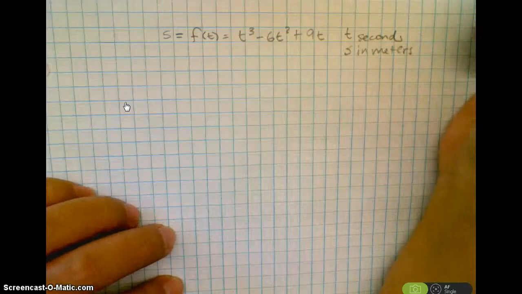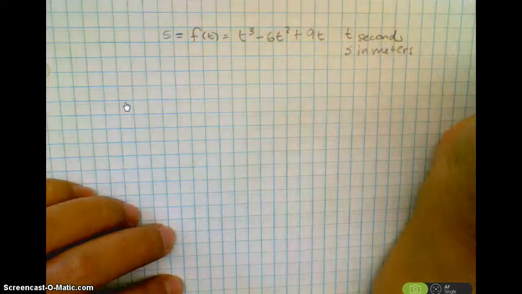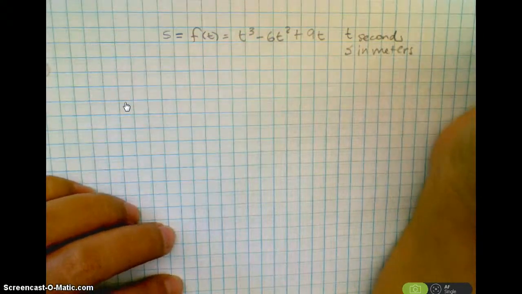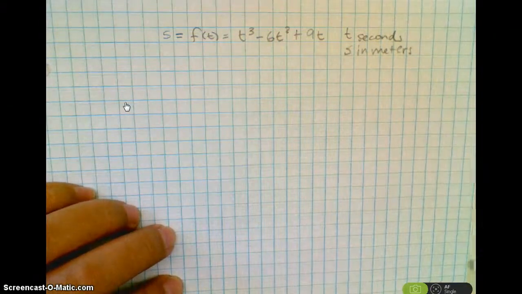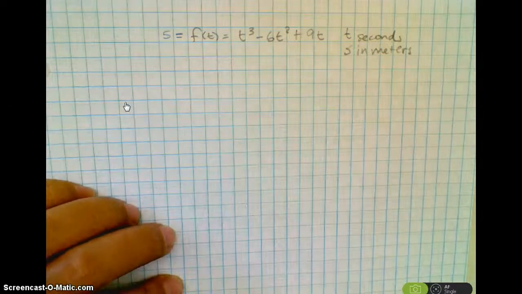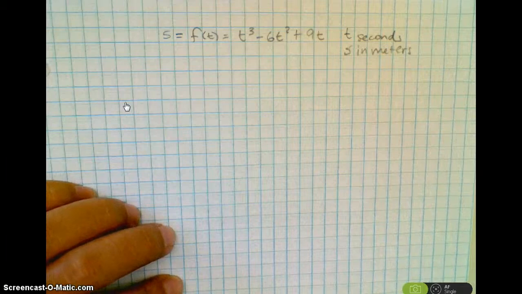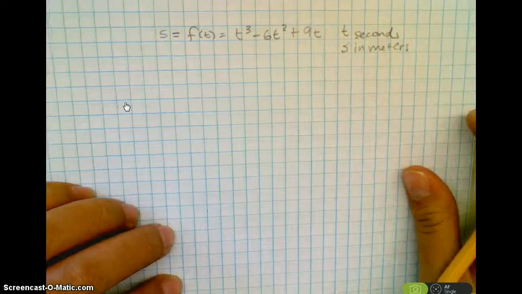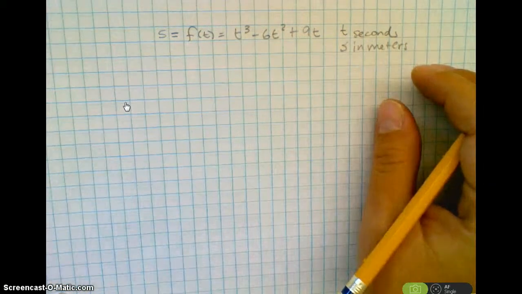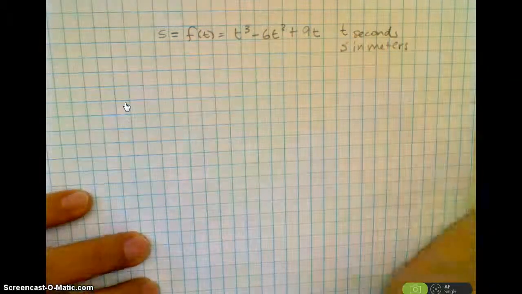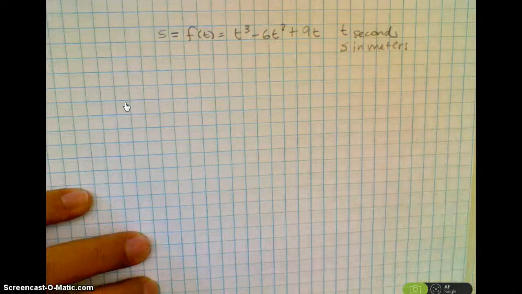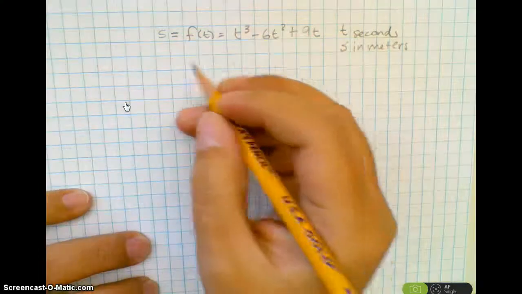Section 3.7 is titled Rates of Change in the Natural and Social Sciences. What we're going to see now is an application of the derivative for different functions in different contexts. It's widely applied in physics, biology, and economics, so we're going to see those examples later.